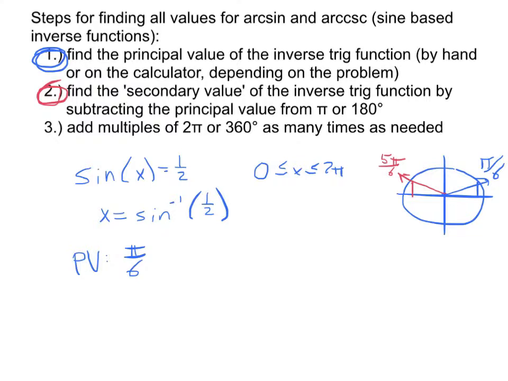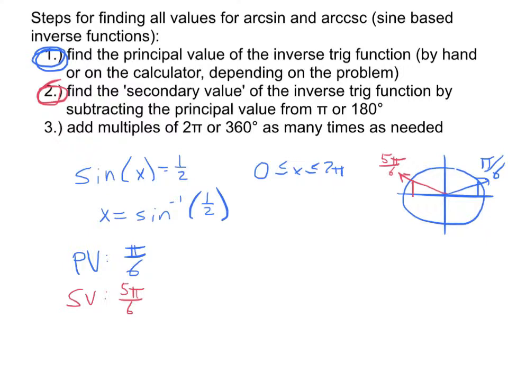But some of you may appreciate having a formulaic method for that as well. Because of the symmetry here, whatever we have here, I'll find one over here by doing pi minus pi over 6. Like take pi minus your principal value. So I'm going to call that the secondary value. My secondary value is 5 pi over 6.